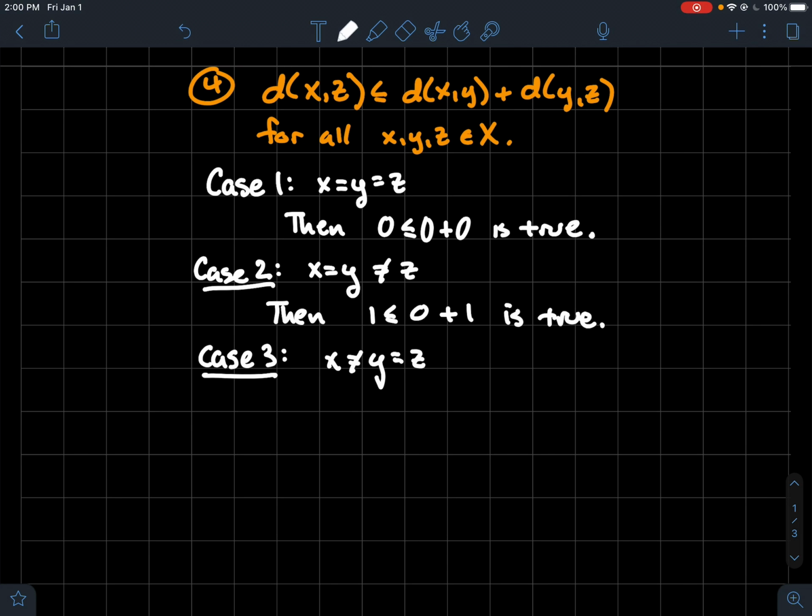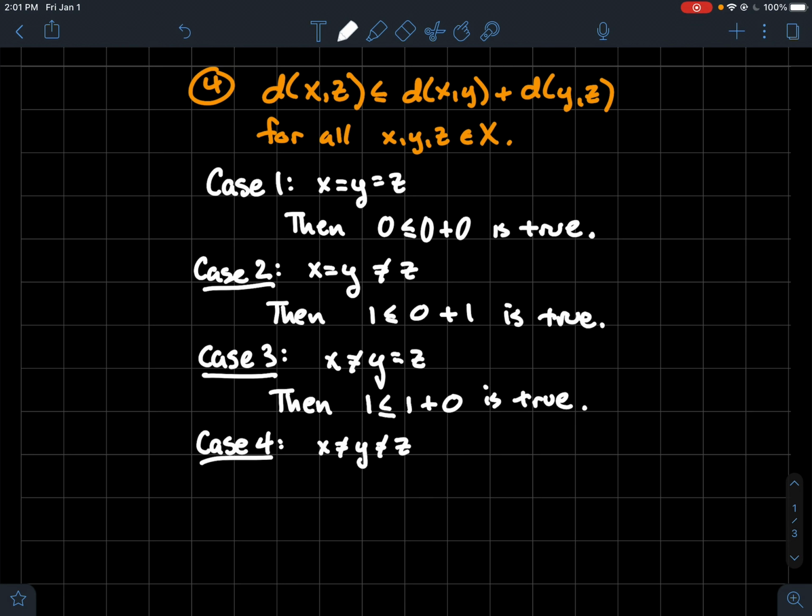Case 3, what if I switch a few around? What if x is not the same thing as y, but y and z are the same thing? In that case then, again thinking about this, x is not the same thing as z is what I'm trying to say. So that this will be the 1 on that side. And x is not the same thing as y, so this should be that 1. But y is the same as z, so that should be 0. Nonetheless though, I get an expression 1 is less than or equal to 1 plus 0 is certainly true.